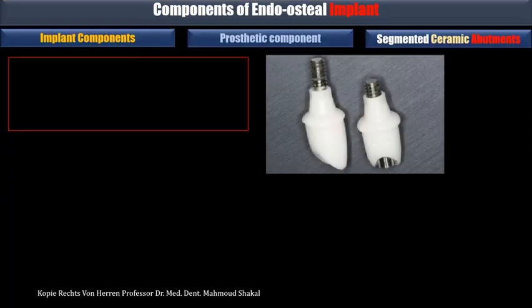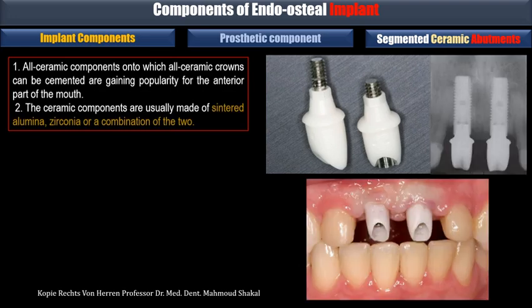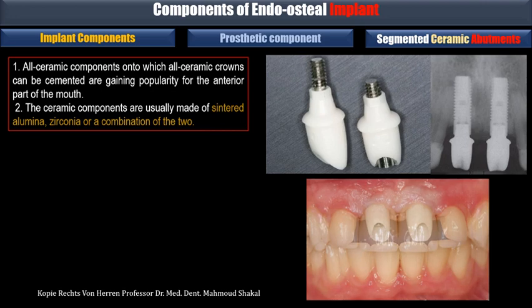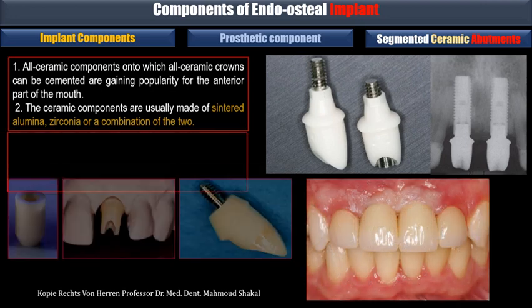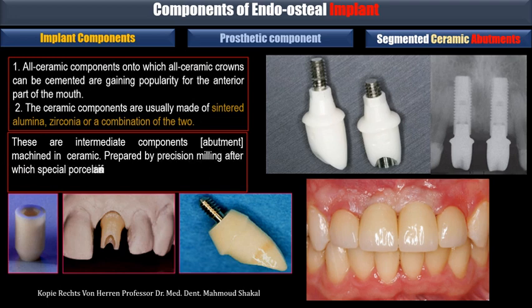Again, the segmented ceramic abutment, an all ceramic component onto which all ceramic crowns can be cemented. It has gained popularity for the anterior part of the mouth. These ceramic components are usually made of sintered alumina, zirconia, or a combination of two. These are intermediate components, abutments, machined in a ceramic and prepared by precision milling, after which special porcelain is fired on the ceramic abutment to produce the final crown, like this condition.